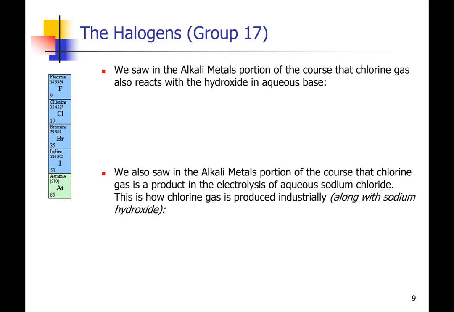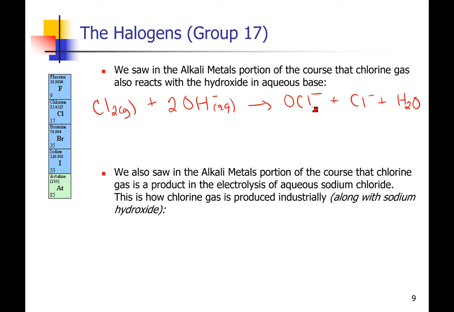Finally, I'll take the opportunity to remind you that we've already seen another reaction of chlorine gas in the alkali metals section. We saw that when we use the chlor-alkali process to produce chlorine gas and sodium hydroxide, if we don't keep our products separate, what we wind up making is bleach, along with some chloride ions and water. And to balance this, I need 2 hydroxides. So here I'm just reminding you of a reaction that we've already seen.